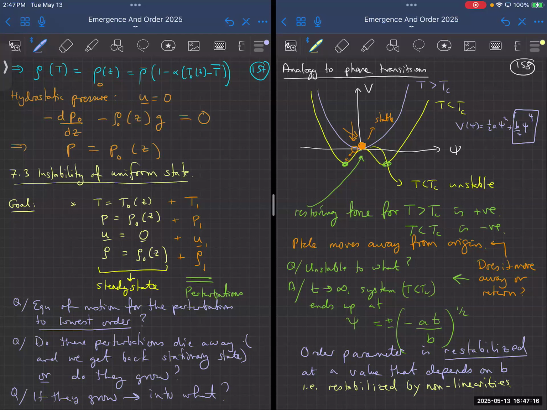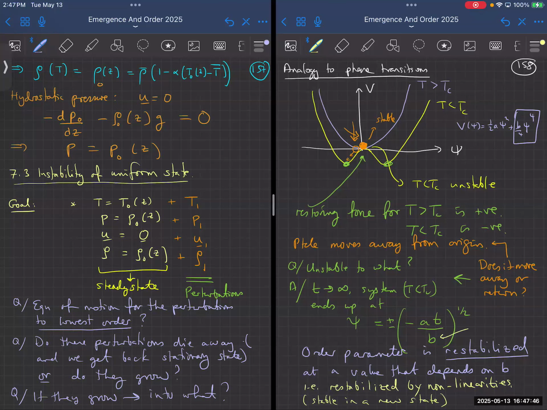It's restabilized, and what that means is that it becomes stable, but in a new state. The new state is the state of spontaneously broken symmetry in the case of equilibrium statistical mechanics, but it's something completely different in the case of a non-equilibrium system. Okay. So, by the way, this is for the benefit of you. This nonlinearity that stabilizes it here is an example of a dangerous irrelevant variable.